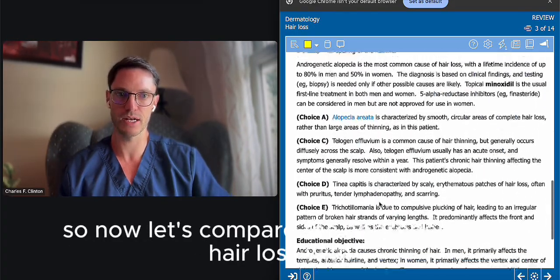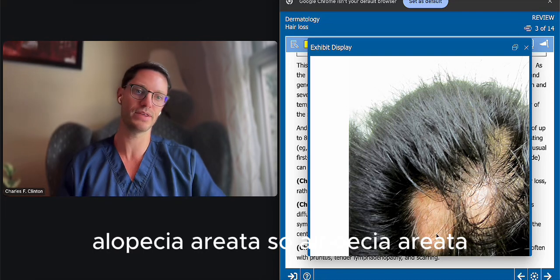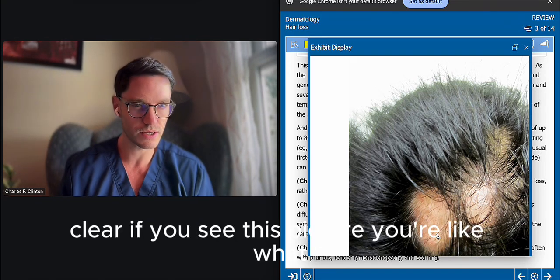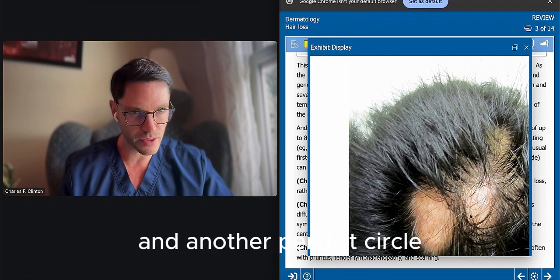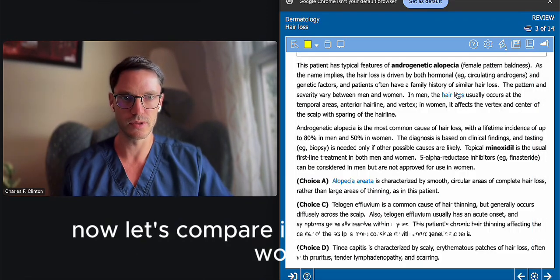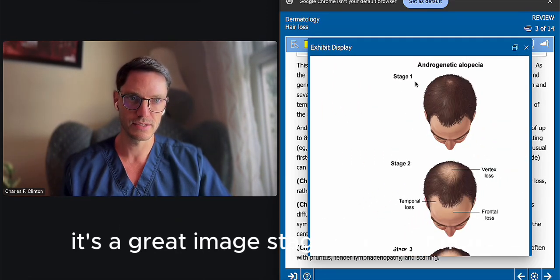So now let's compare the androgenetic hair loss with alopecia areata. So alopecia areata, this is pretty clear. If you see this picture, you're like, what's going on here? It looks like a perfect circle here and another perfect circle. This isn't the usual pattern. Now let's compare it to this other one. Well, look at this image. It's a great image. Stage 1 right here.